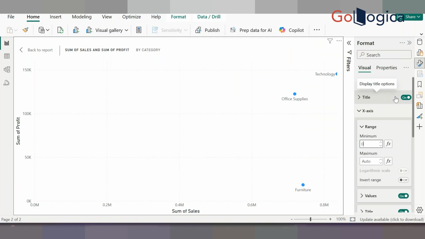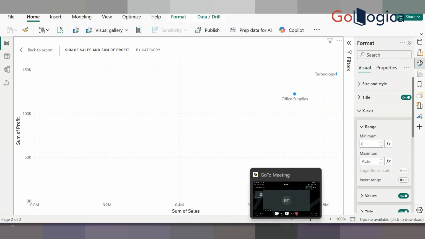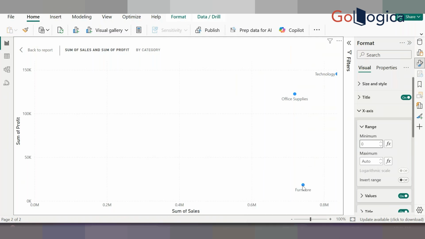So where are things going wrong, where am I losing the profit? Because of the furniture. Okay, fine. So we are able to understand why things are going wrong, where I am losing the profit. I can clearly say that I am losing the profit because of the furniture.